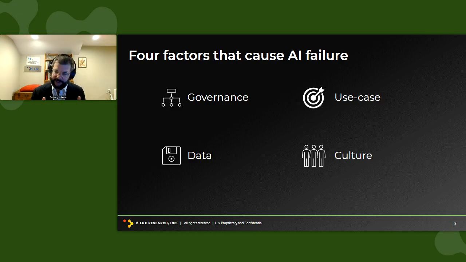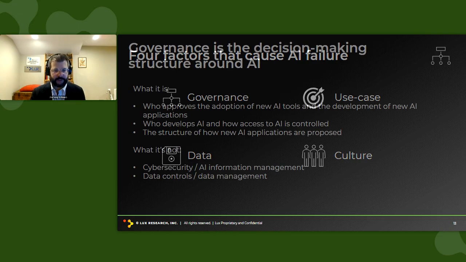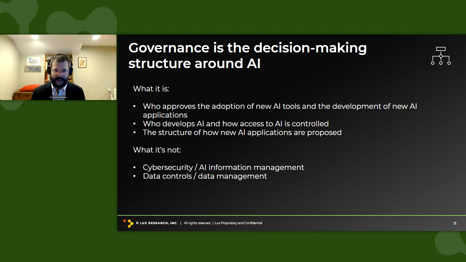And you can see these are not particularly AI specific. Data is maybe the closest, but ultimately these are really outside of what LLM you use or the vendor or anything like that. So, getting first into governance: we define governance as the decision-making structure around AI. Who approves the adoption of new AI tools and the development of new AI applications? Who actually does the development of those tools?